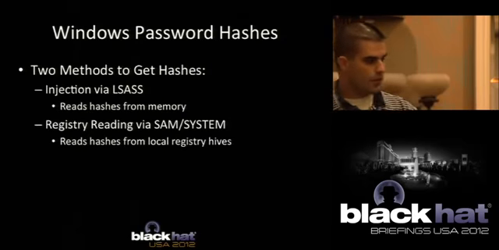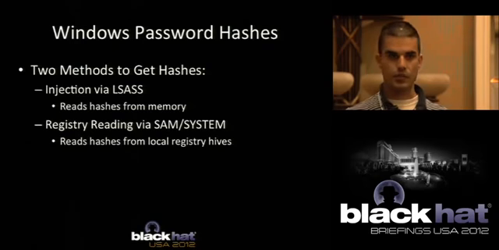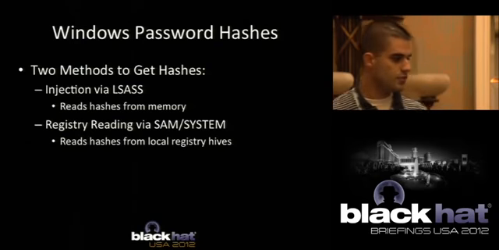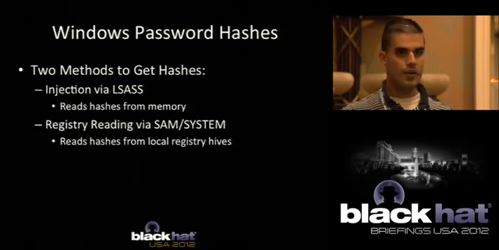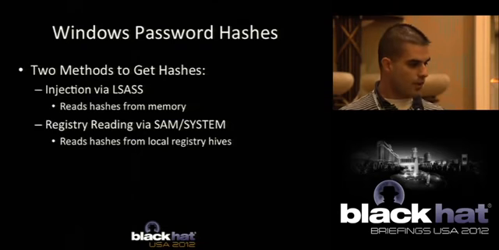But the two main ways to access hashes on Windows systems is to either inject into the LSASS process, and tools like FGDump and PWDump6 do this. They'll load a DLL right into memory. And with the debug privileges, the high level of privileges they have, they can access the hashes. The other method is registry reading.